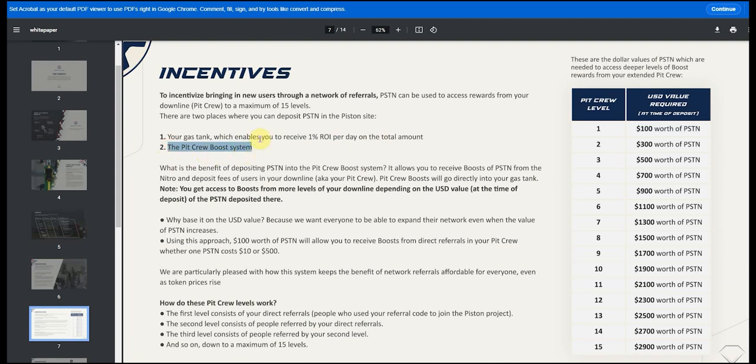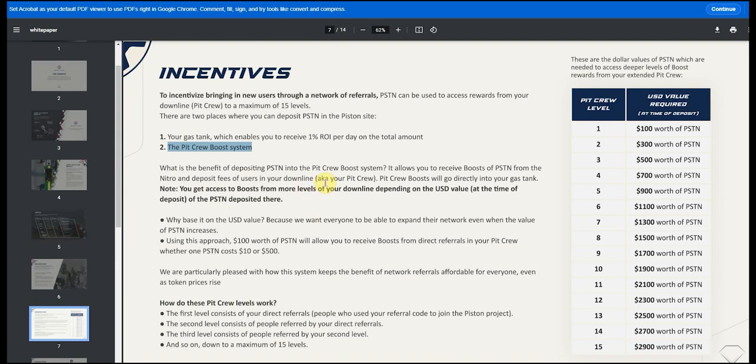So this is something new. You'll have to make deposits into the pit crew boost to be able to get additional reward levels from your downline. So what is the benefit of depositing Piston into the pit crew boost system? It allows you to receive boosts of Piston from the Nitro and deposit fees of users in your downline, right?